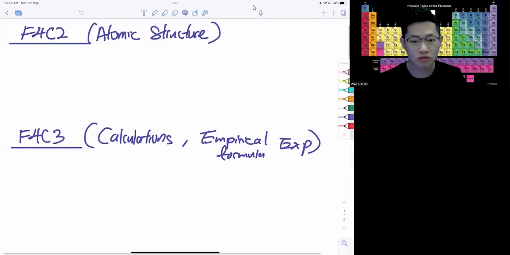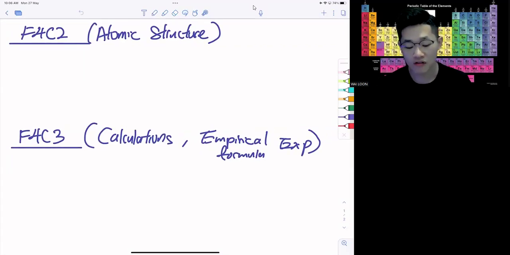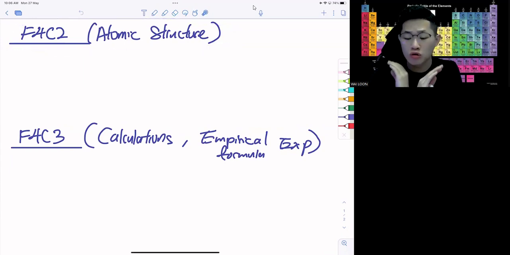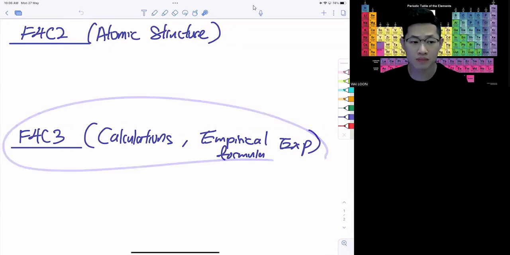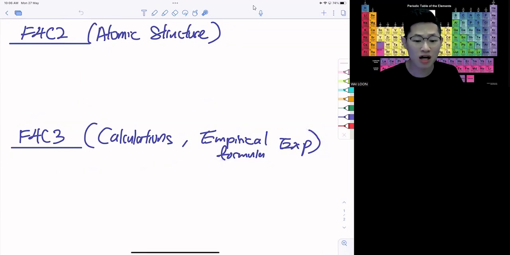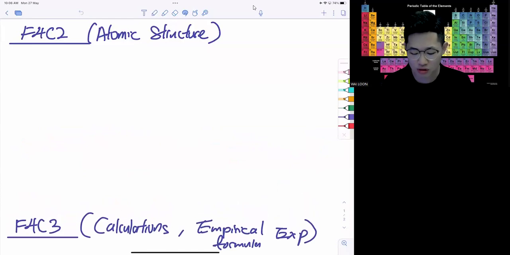So let me repeat again. Today we'll be going through Form 4 Chapter 2, atomic structure. We're not going to go through the solid, liquid, gas part, the melting and freezing, the cooling and heating curve of naphthalene. There is a simple experiment you can study yourself. In Chapter 3, we do calculation and the very popular exam question, empirical formula. So first, let's start with Chapter 2, guys.